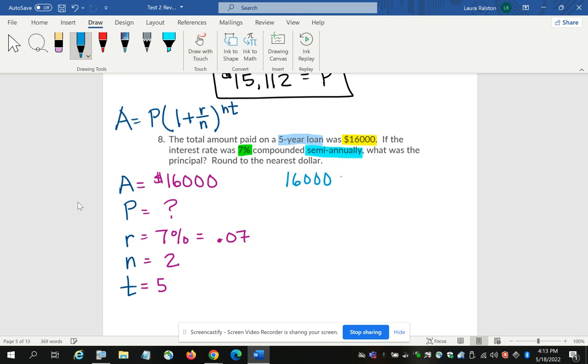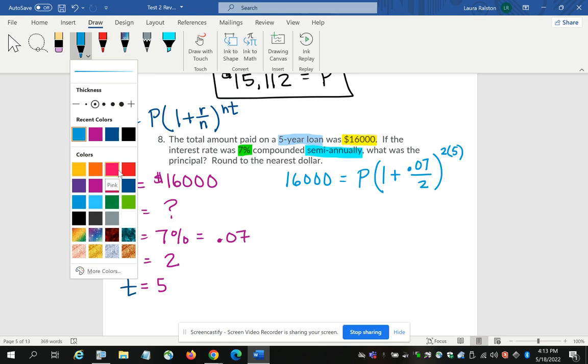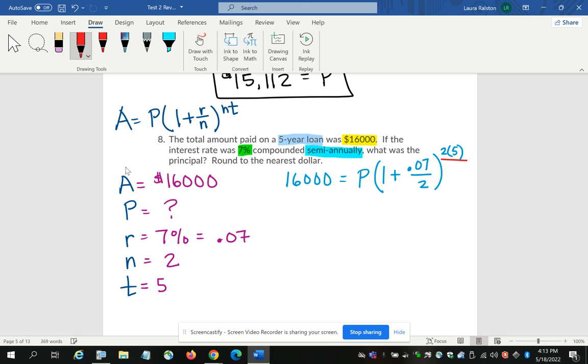So we have 16,000 equals P times 1 plus 0.07 divided by 2 raised to the 2 times 5 power. Again, if you know how to do it, you can put it all into your calculator at one time. I tend to walk it through. So I'm going to multiply these numbers together as my exponents first. So 16,000 equals P times 1 plus 0.07 divided by 2 raised to the 10 power.